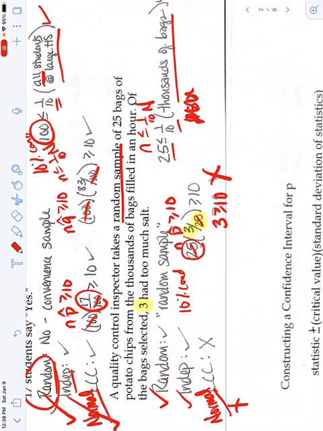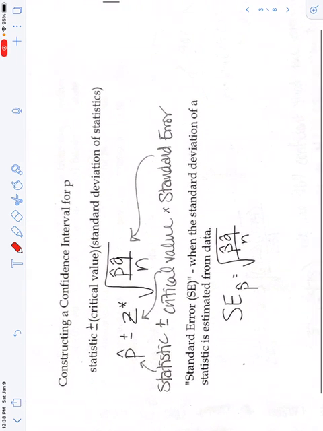Okay, so that runs you through your conditions, and I just want to make sure that you understand that you have to be super diligent about writing everything out. So practice it that way so you make good habits.